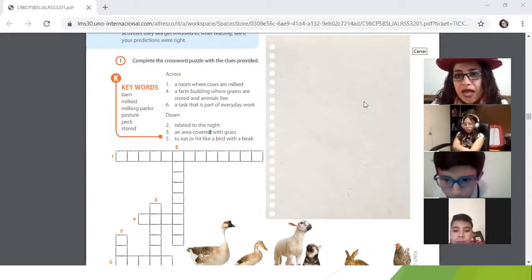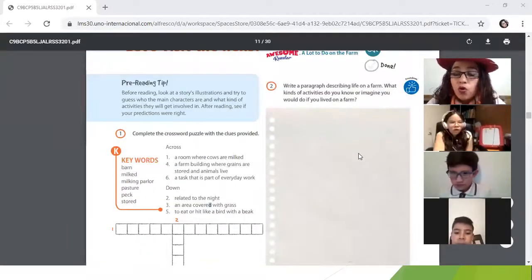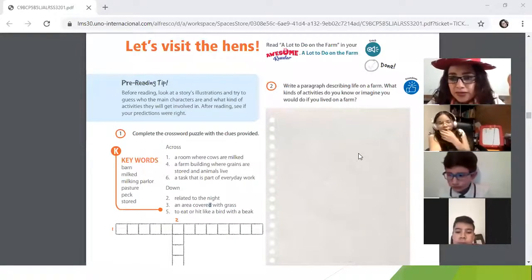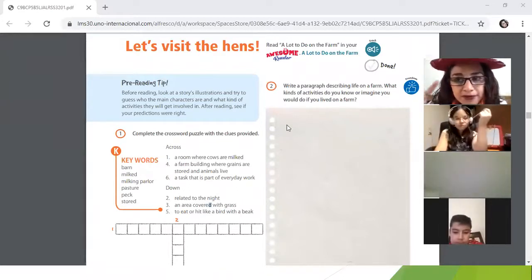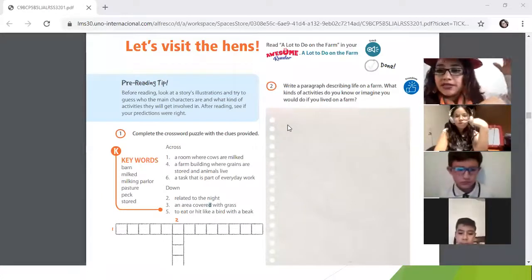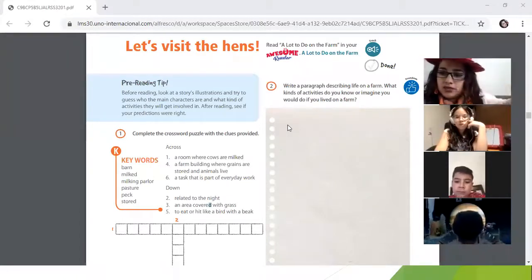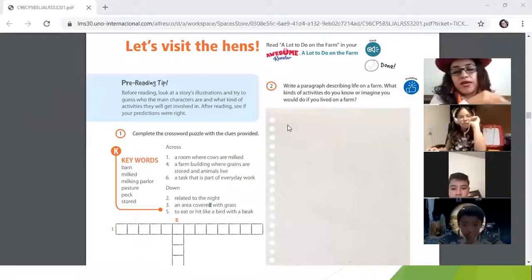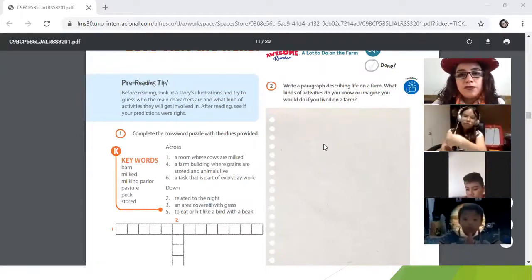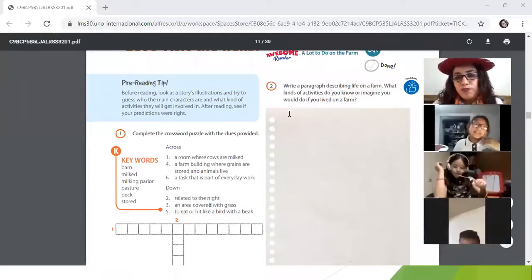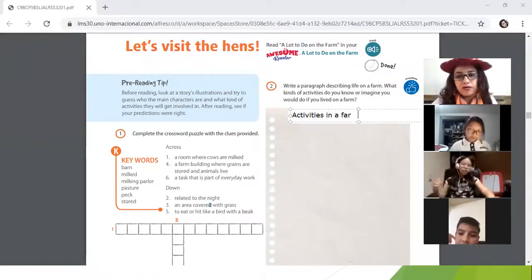Okay, then activity number two. In activity number two, we have to write our experience or what we think, different activities that we can do on a farm. So you have to help me. Don't forget the schedule that we wrote first: the activities that you can do in the morning, in the afternoon, and in the evening. So what could be a good title for this text? Activities in a farm. Okay, thank you, Caro. Super good.